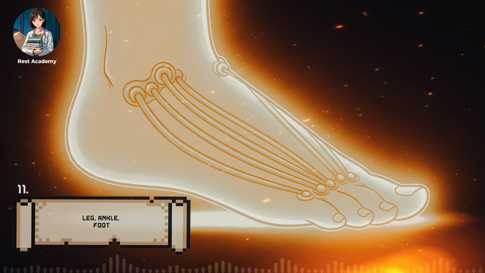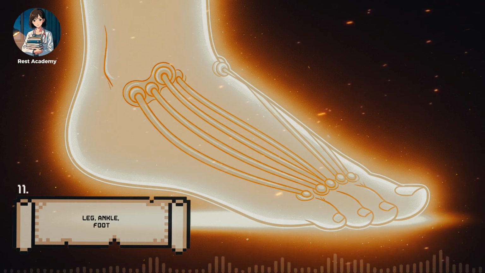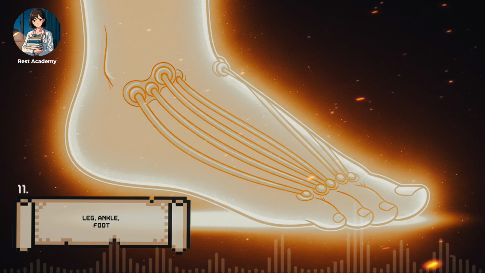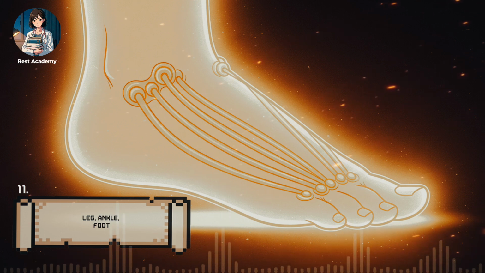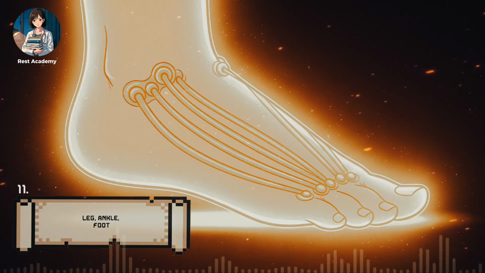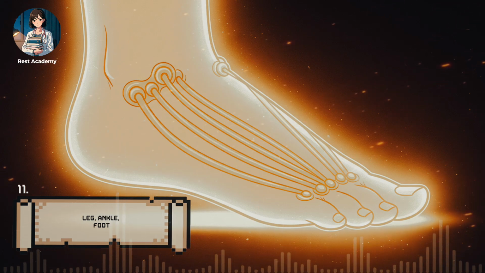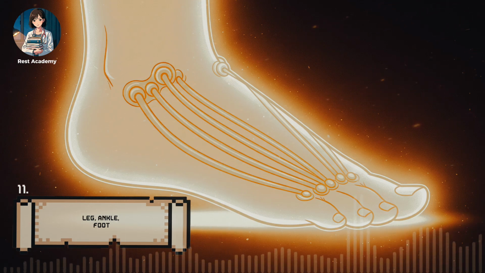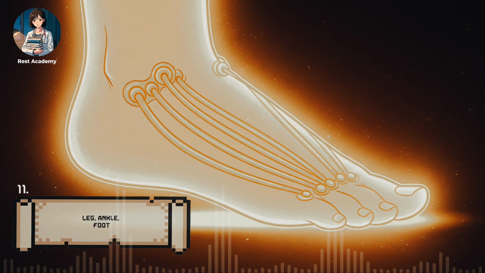Cutaneous and motor maps are orderly. The tibial nerve becomes medial and lateral plantar nerves in the sole. Medial plantar supplies most medial sole sensation and motor to abductor hallucis, flexor digitorum brevis, flexor hallucis brevis, and the first lumbrical. Think median analog, precision for the big toe. Lateral plantar supplies lateral sole sensation and most intrinsic muscles.